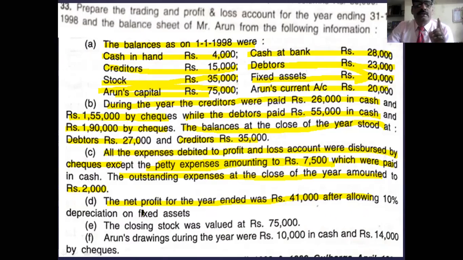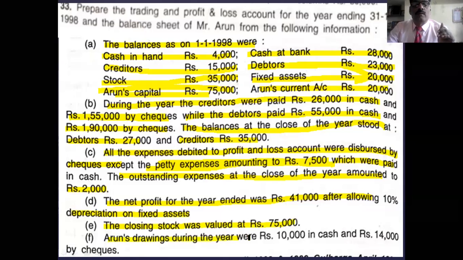And 10% depreciation charged on the fixed asset, you take this amount on the P&L account debit side, then enter in the balance sheet asset side. You deduct the fixed asset. Okay. Then closing stock was valued at 75,000. This comes in the trading account credit side and balance sheet asset side.